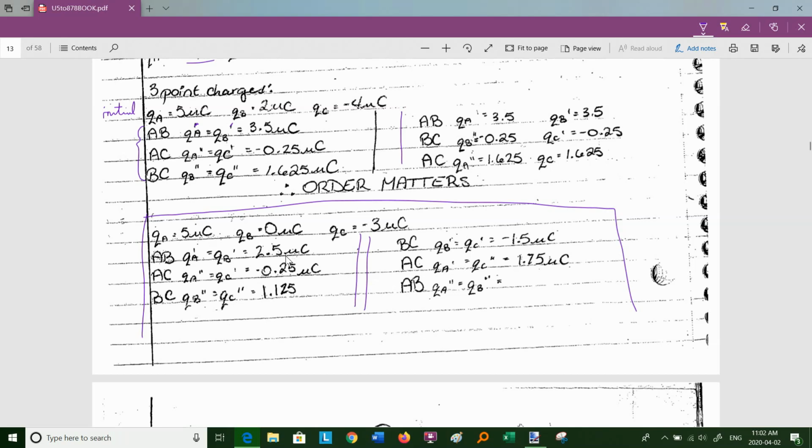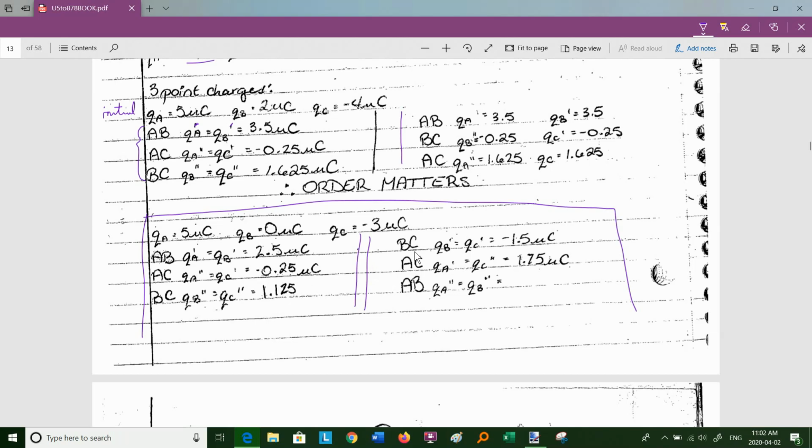And then I take A and C. So 2.5 and -3 is -0.5 divided by 2 is -0.25 on A and C. And then B and C is going to be 2.5 and -0.25. So 2.25 divided by 2 is 1.125. So QA double prime is -0.25. QB double prime and QC double prime are both 1.125.